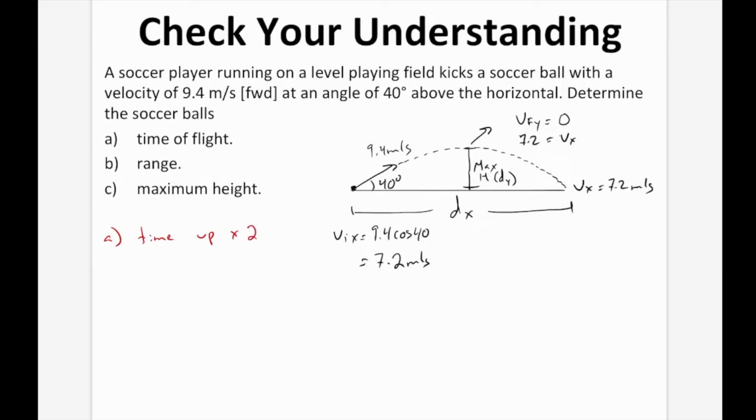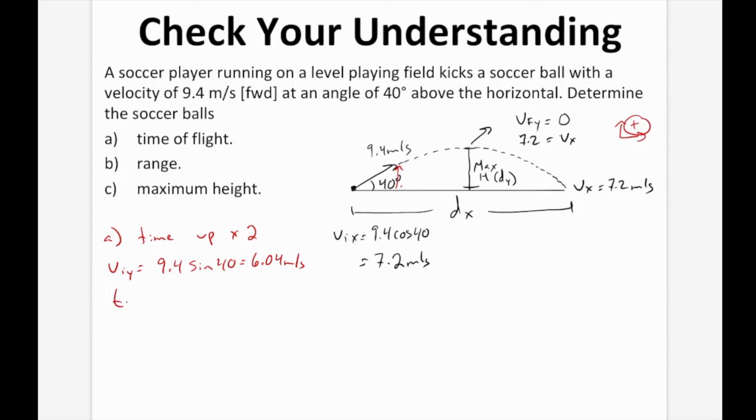Well, let's figure out what we know so far. Our VIY is going to be this guy right here. It's going to be a component of that initial. So it's going to be 9.4 sine 40, and that equals 6.04 meters per second. And don't forget, we need to say right and up are positive to make our question and our numbers valid. What else do we know?